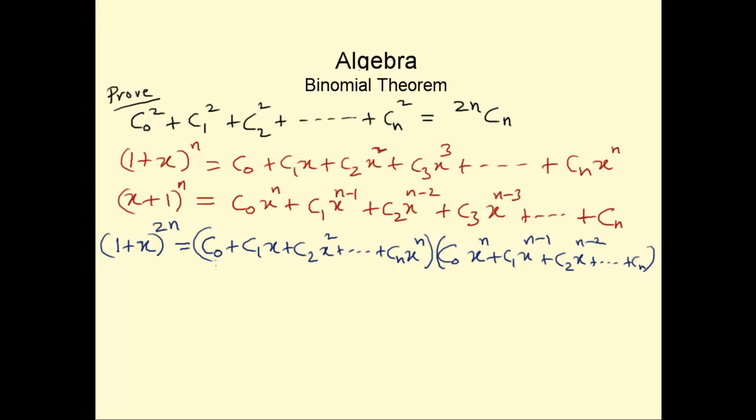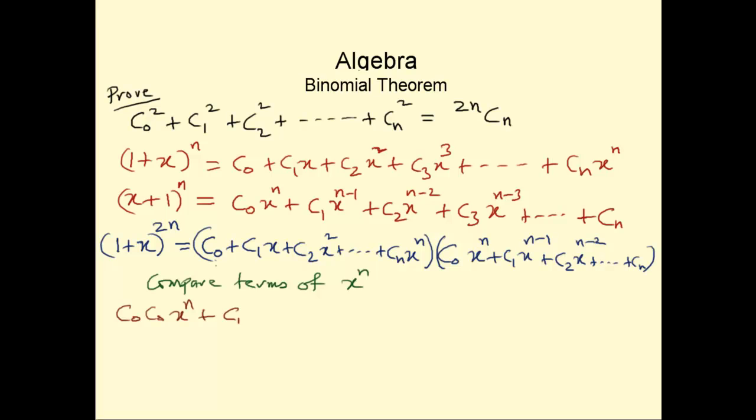So let's compare terms of x to the n on both sides. Let's start with the right hand side. On the right hand side, if you want x to the n, that is c0 times c0 x to the n. So you get, let's take a different color, c0 times c0 x to the n plus c1 x times c1 x to the n minus 1.